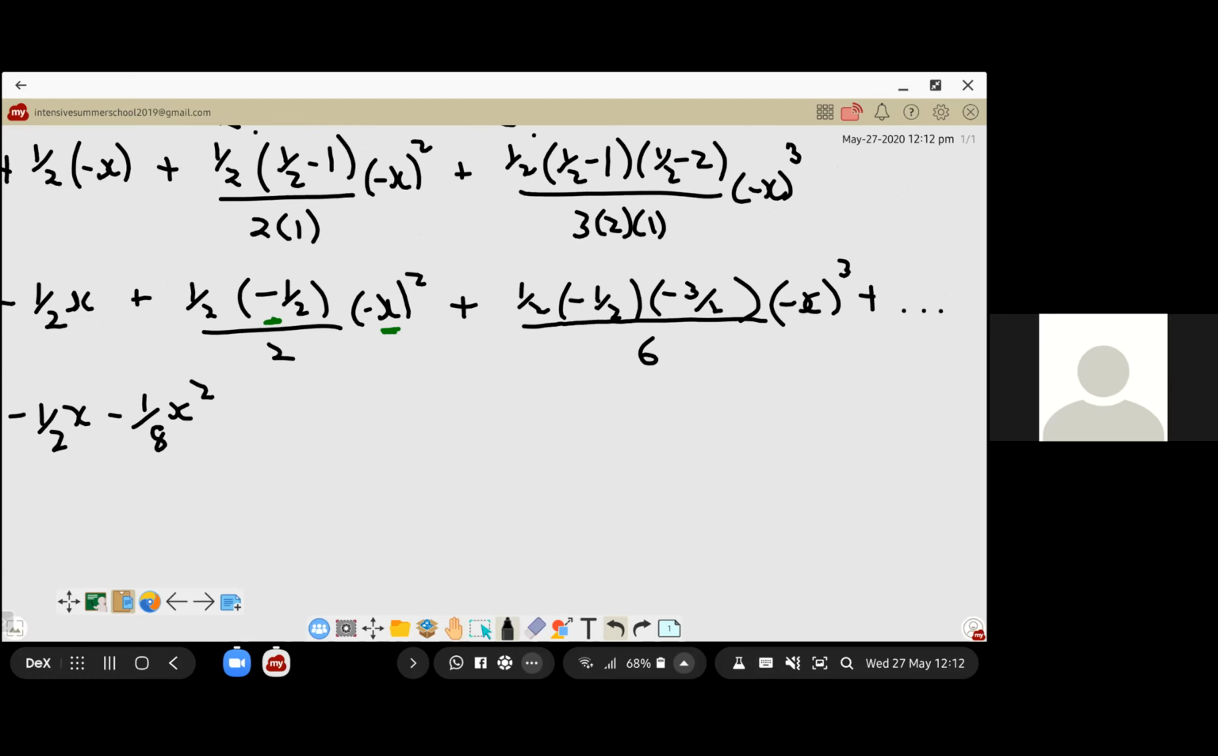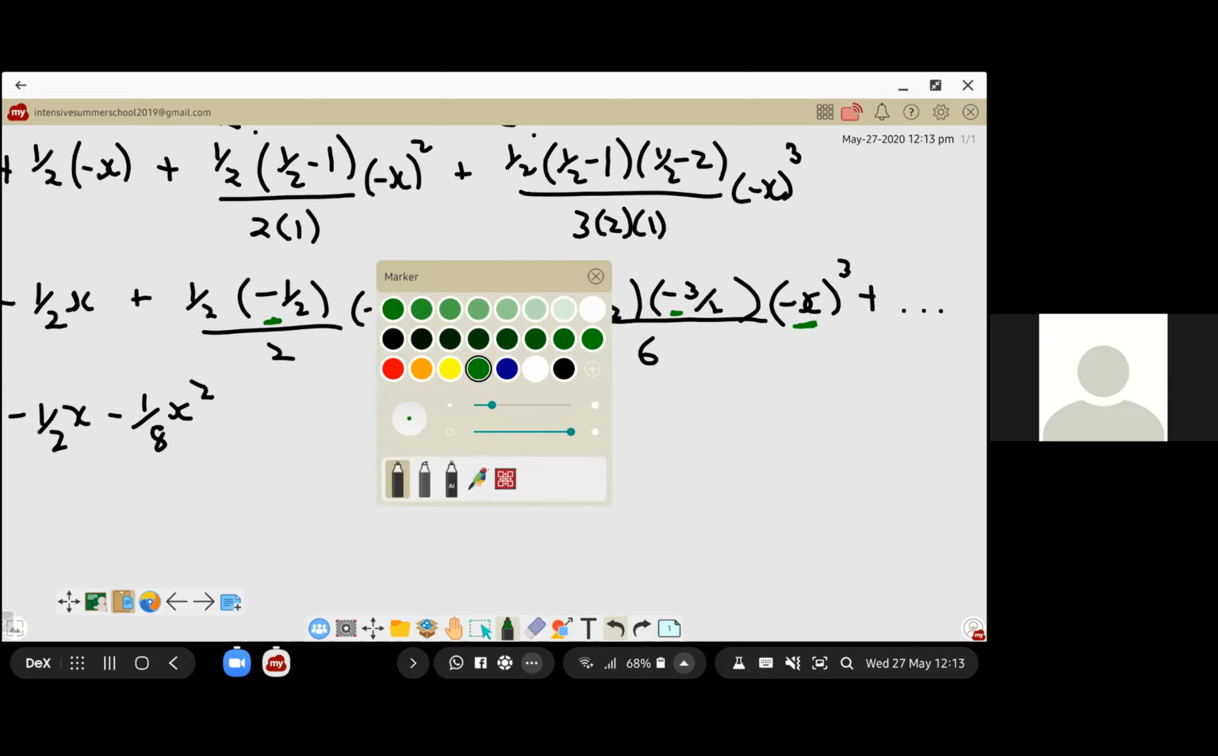So you can decide to deal with your sign. Here the negative cubed will give you what? Negative or positive? Negative. Okay. Negative times negative is positive. Positive times negative is negative. Good. So it means they are going to expect a negative sign.